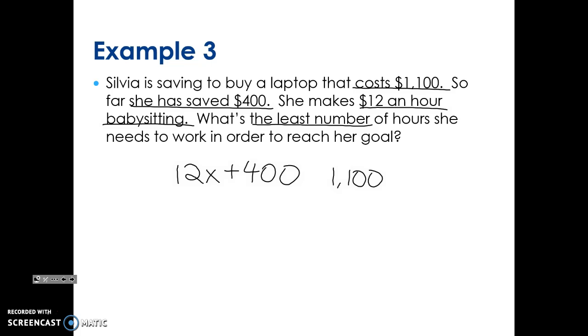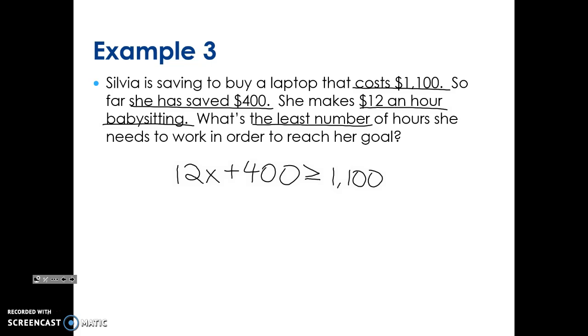So it says, what is the least number of hours she needs to work in order to reach her goal? The thing with this problem is, can't you buy the laptop if it's less than $1,100? Can't you buy the laptop if it's less than that? No. So we know that whatever this value is on the left side has to be greater than or equal to $1,100 in order for her to be able to purchase her laptop or meet her goal. So this helps us set up the problem.